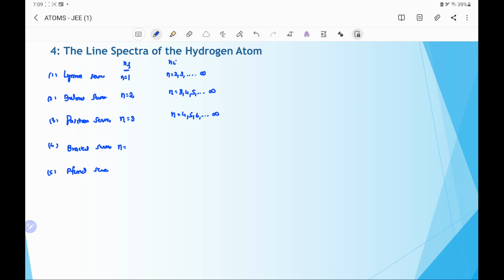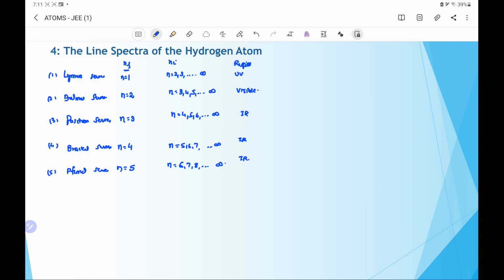For Brackett series, n equal to 4 is the final orbit, and the initial energy state is n equal to 5, 6, 7 and so on. And for Pfund series, n equal to 5 is the final energy state, and initial states are 6, 7, 8 and so on up to infinity. The regions in which these series lie are that Lyman series lies in the ultraviolet region, Balmer series lies in the visible region of the electromagnetic wave spectrum, and Paschen, Brackett and Pfund series lie in the infrared regions.